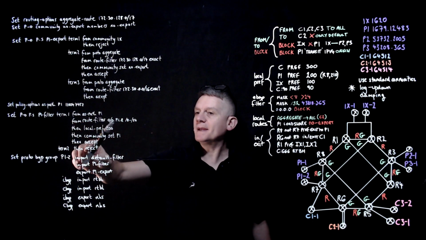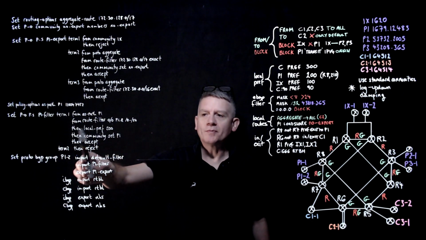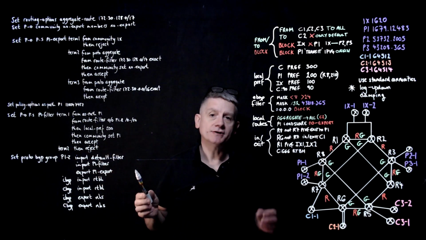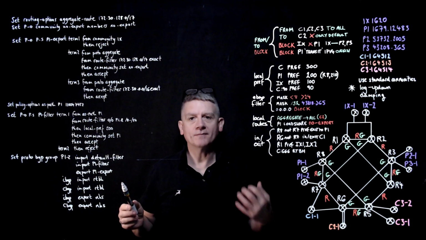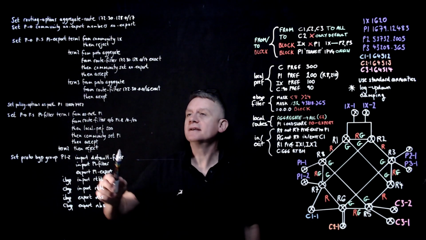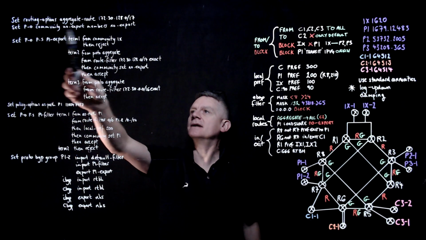And we're also going to be, on the way in, setting the local preference to 200. Now that's going to be set to 210 on router 8, and so router 8 is going to be the preferred exit point from RAS and the preferred entry point to P1. Okay, so let's see how it looks.